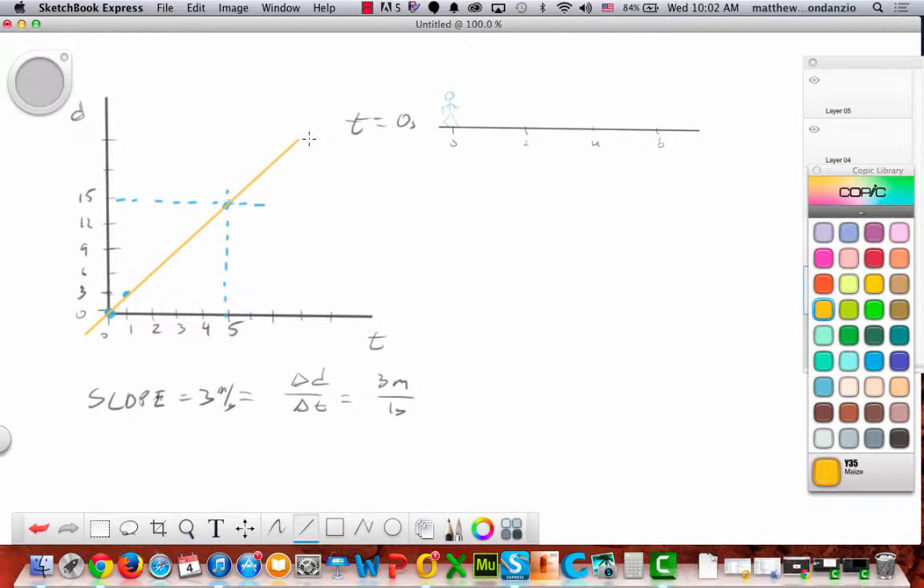Like that. All right. And so that means that I can predict, again, where he's going to be at any point in time. Right? So at 3 seconds, where is he going to be? 9. Okay. Boom. 9. Right?